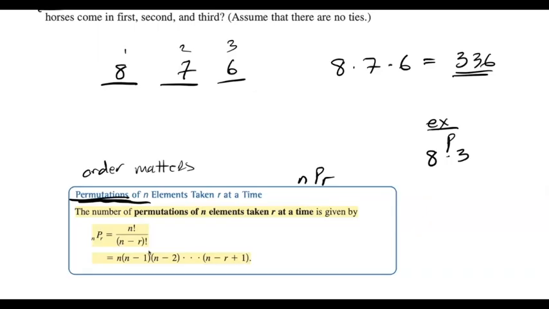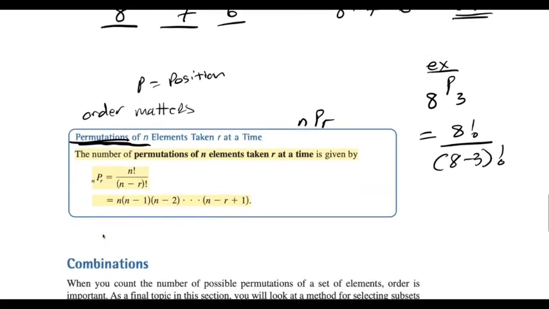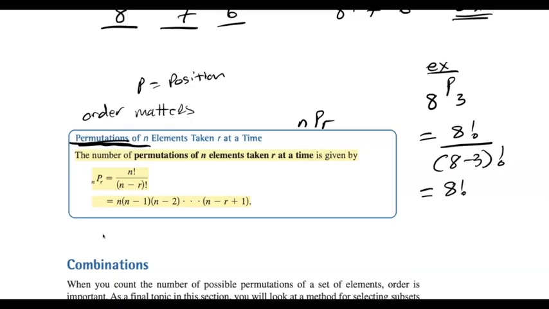Always think of the P as position. So if the position matters, then you want to use permutation. 8P3, just use this formula right there. That's going to be 8 factorial over (8 minus 3) factorial. And we know how to do this. That's going to be 8 factorial over 5 factorial.